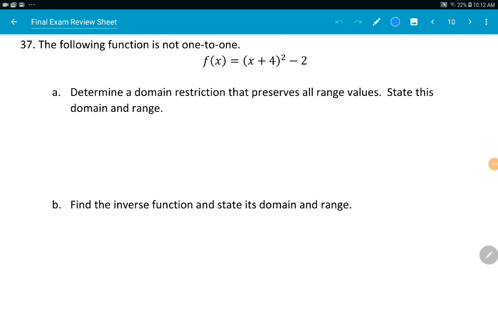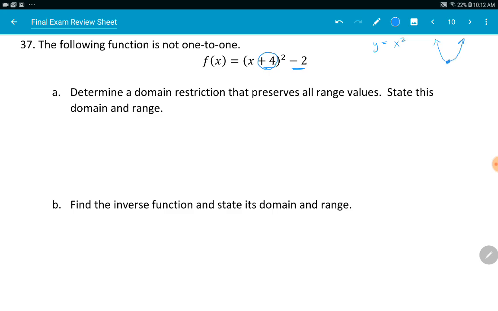For this one, we're looking at the function given here, and we're told that it's not one-to-one. This graph is a shifted form of the parent function y equals x squared, or f(x) equals x squared. So it's a parabola. So I know it looks something like this. And these other parts tell me that that parent function has been shifted. That plus 4 with the x means I go left 4.